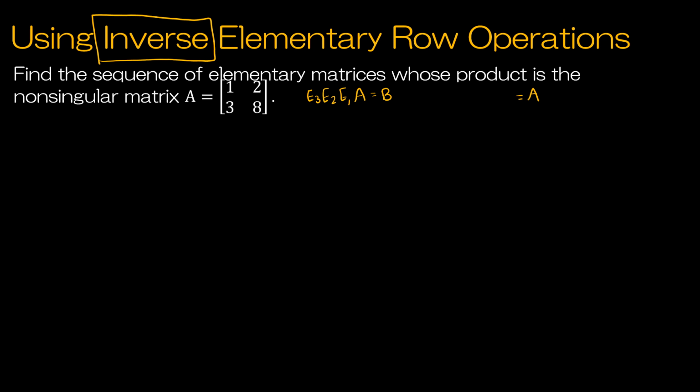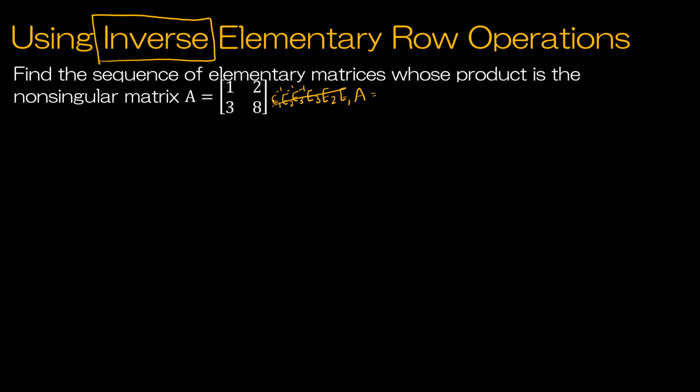And the reason for that is if A is on this side, if A is the output, then I'm going to have to do some getting rid of things, right? I'm going to have to get rid of E3 using the inverse of E3. And then I would have to get rid of E2 using the inverse of E2, and get rid of E1 using the inverse of E1, and that would leave me with A. So let's take a look at the process.